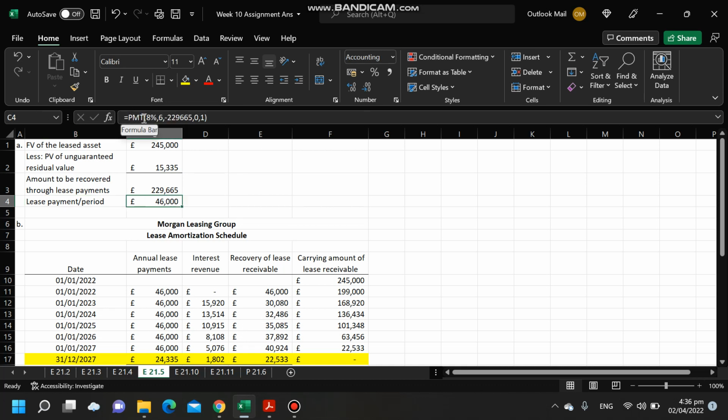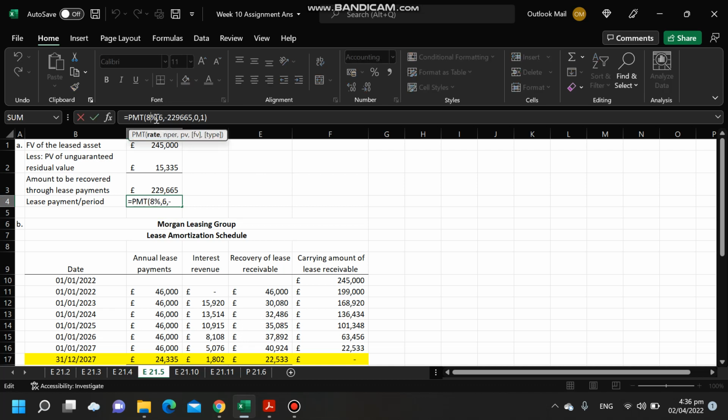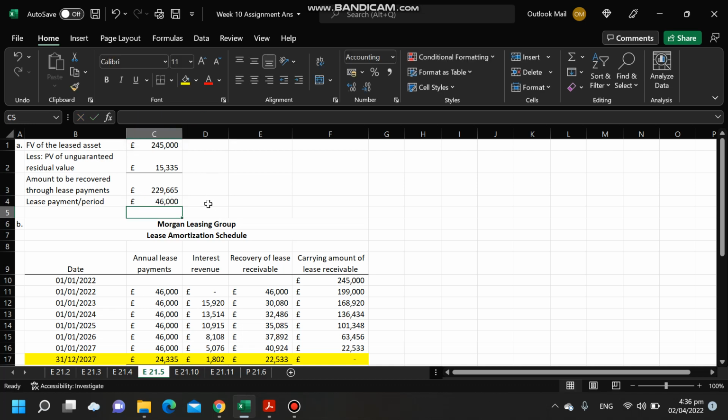And then when we want to calculate the lease payment per period, we will use another formula, which is PMT. This is the annuity. So PMT: the rate is 8%, the period is 6 years, the present value is the amount to be recovered, 229,665, the future value is 0, and the type is 1 because it is an annuity due. So each period, the lease rental payment from the lessee is 46,000.